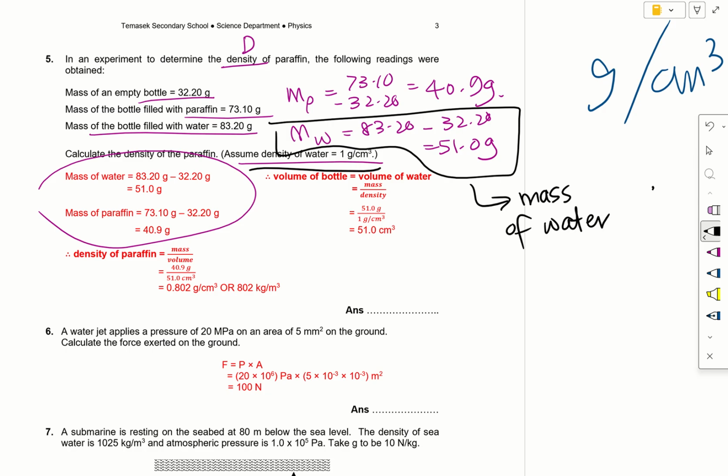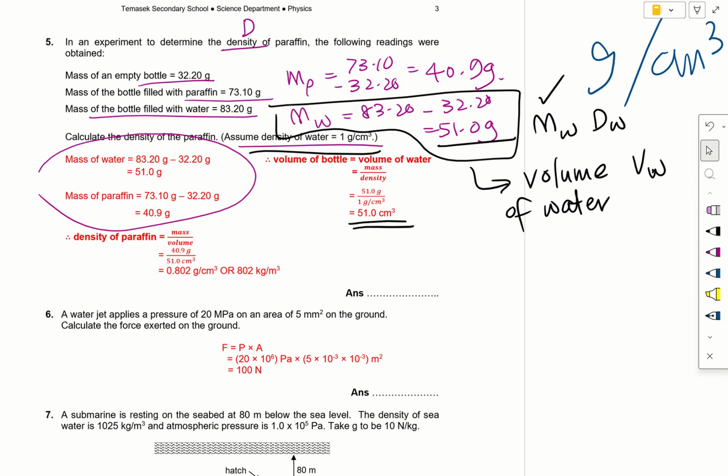We can then find the volume of water inside. Because we have the mass and the density of water, we can use them to find the volume of water. We get 51 cm cube, because the mass is 51 and the density is 1 gram per cm cube, same units, grams. So the volume of the water is 51, which means the volume of the bottle is 51 cm cube.